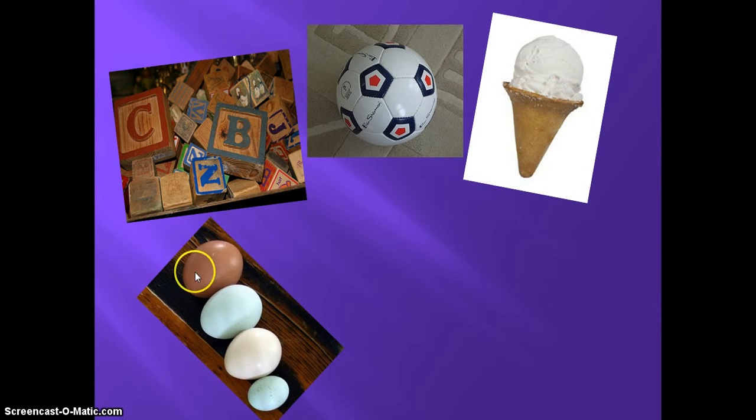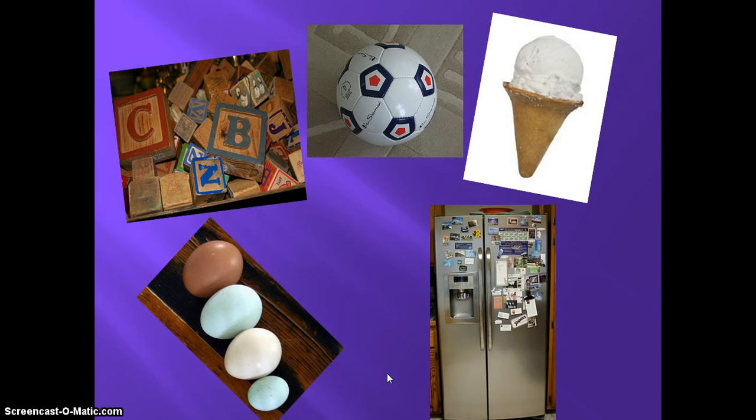And this one, these are eggs, right? But do you remember the name of the shape of an egg? They're ovals. They're kind of like circles, but they're stretched out. And this is a refrigerator. Yeah, we all have them in our house. Its shape is long here and short down here, so it's called a rectangle. Good job.